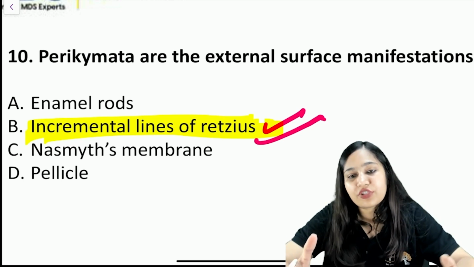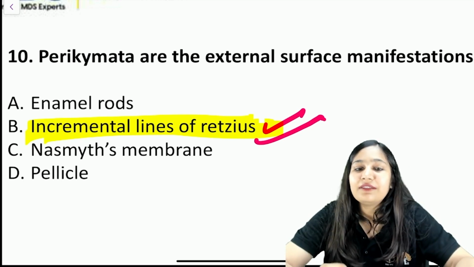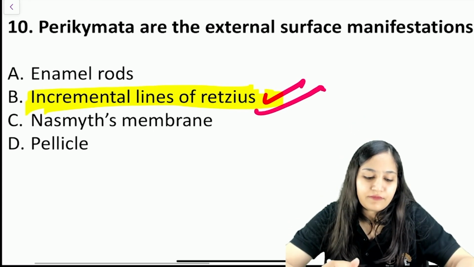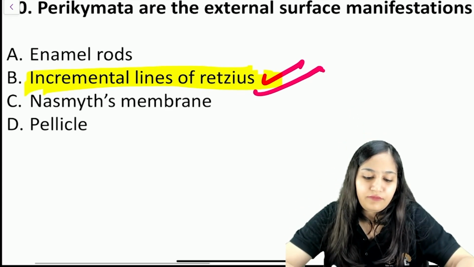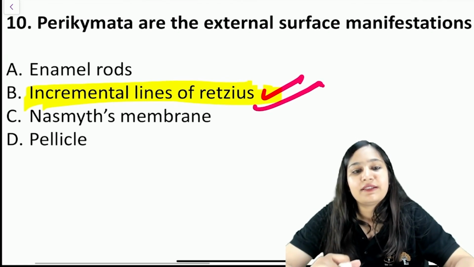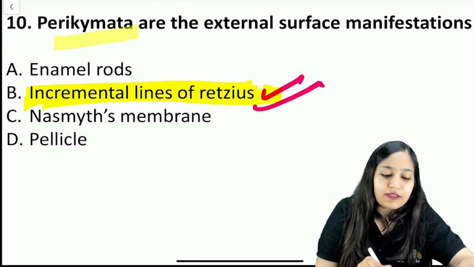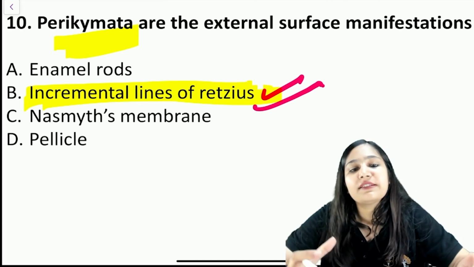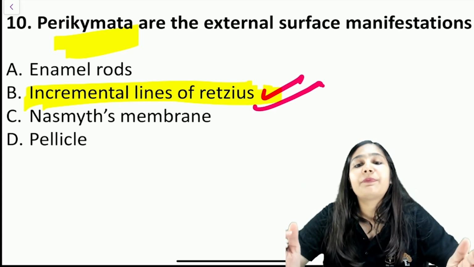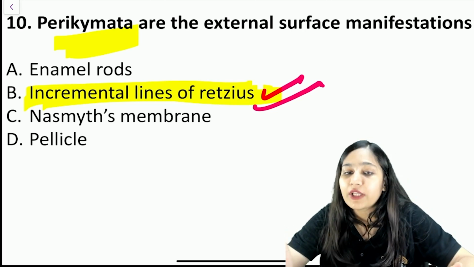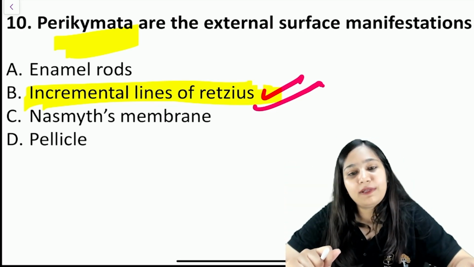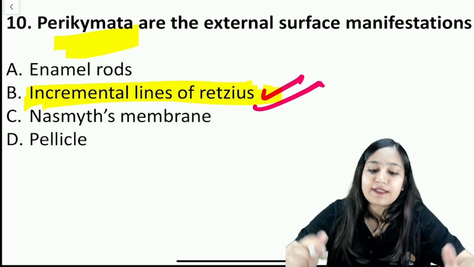Enamel rods are the structural unit of the enamel, right? Incremental lines of enamel are known as striae of Retzius, and perikymata are the external manifestation of these striae of Retzius. What is Nasmyth's membrane? It is the primary enamel cuticle covering the surface of the newly formed teeth. It may be lost by mastication.